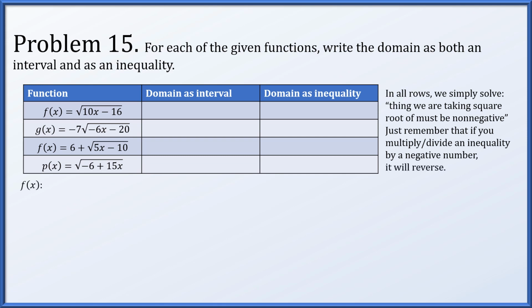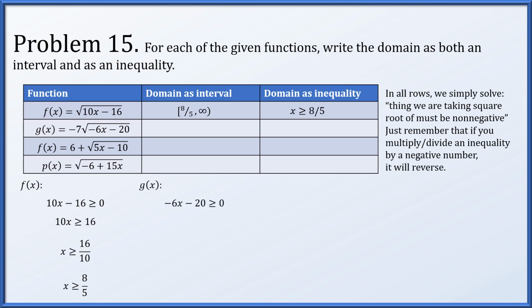So first, let's look at f of x, the square root of 10x minus 16. So the thing under the radical must be bigger than or equal to 0. We add 16 to both sides. We divide by 10. There we have it. Okay, we can simplify 16 over 10 as 8/5. So there's our inequality. X must be bigger than or equal to 8/5. As an interval, we want to include 8/5 and then go to the right, bigger than or equal to 8/5.